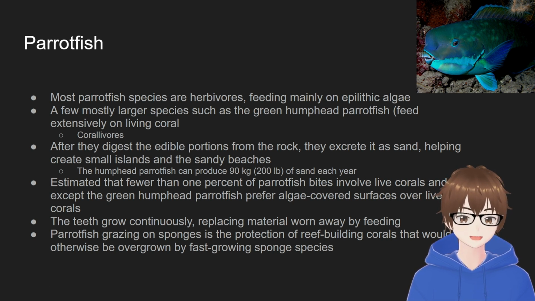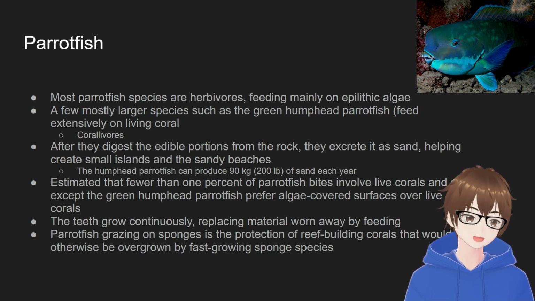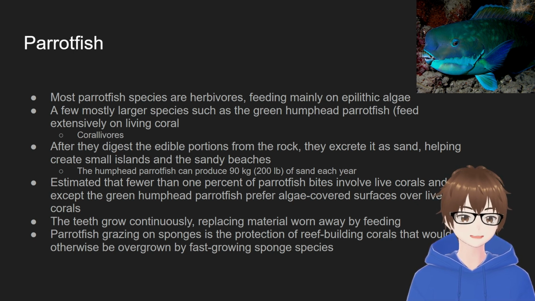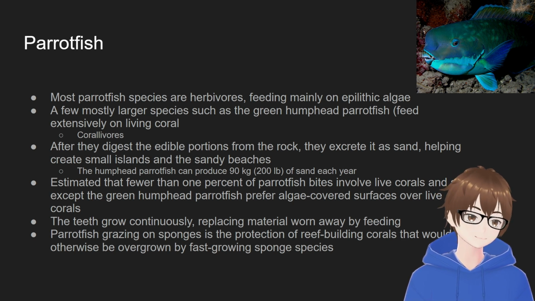Parrotfish also graze on sponges, protecting the reef-building corals that would otherwise be overgrown by fast-growing sponge species. So, even though these parrotfish do eat coral, most of the time they're not eating live coral, and they're also eating the sponges that can otherwise overgrow these coral reefs, because sponges grow a lot faster than coral. And now whenever you go on a beach, you can sit there and think, wow, some of the sand that's produced here, especially the white sand beaches, could be pieces of coral that were eaten by parrotfish and then excreted.